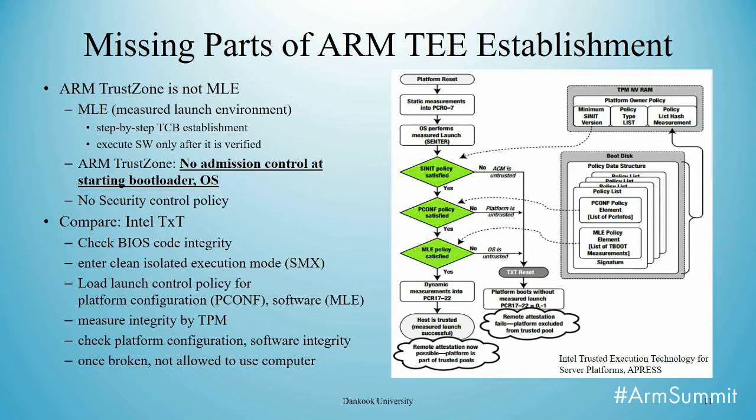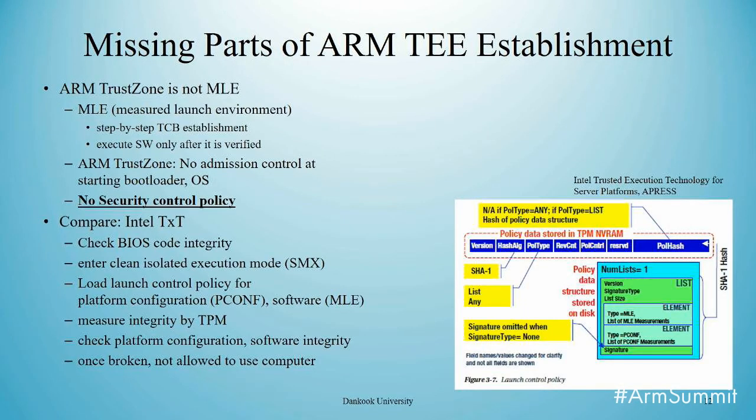So on the right-hand side, this is the diagram from Intel TXT. The yellow diamonds show there are three distinct admission controls at the booting phases: SINIT policy, PCONF policy, and MLE policy. SINIT policy checks the version of the BIOS firmware. PCONF policy checks the hardware configurations. MLE policy measures the bootloader and operating system. So they are separately checked in Intel TXT, and ARM has some vague distinction.